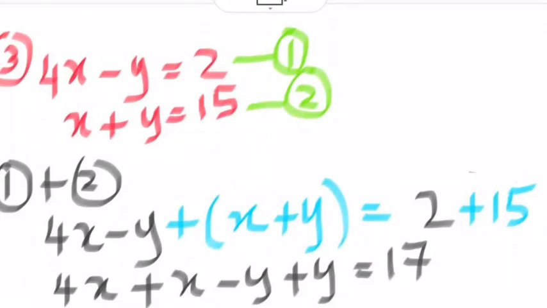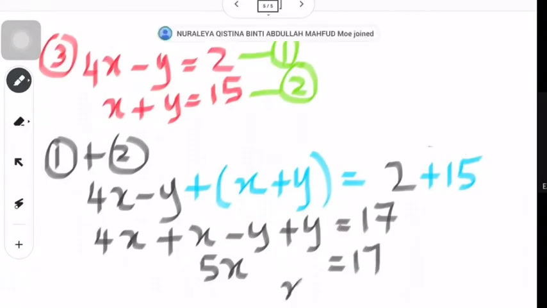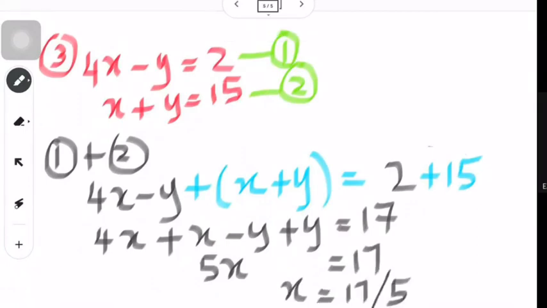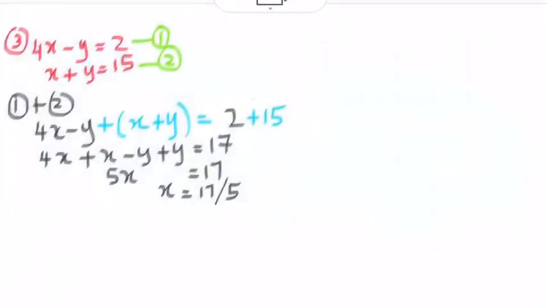Okay, then 5x, negative y plus y is 0 already. Nak tulis pun boleh, tak nak tulis pun tak apa. Ya, 17, jadi x equals to 17 over 5. Okay, let me resize this. Right, so our x is 17 over 5.